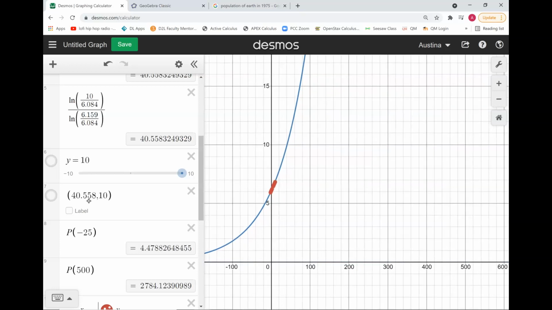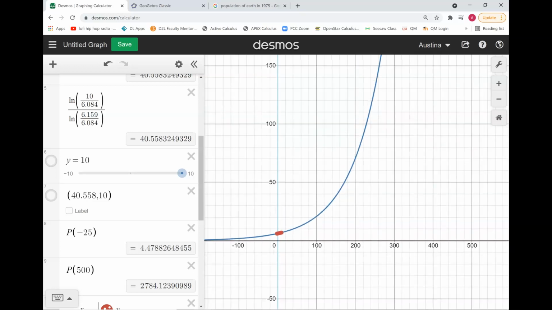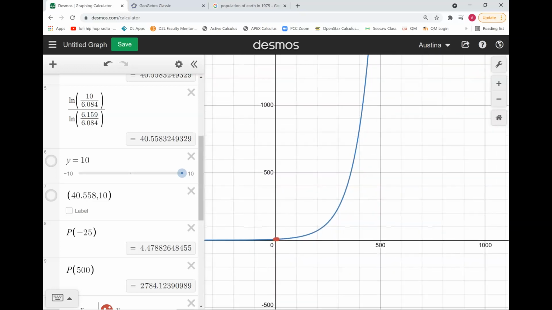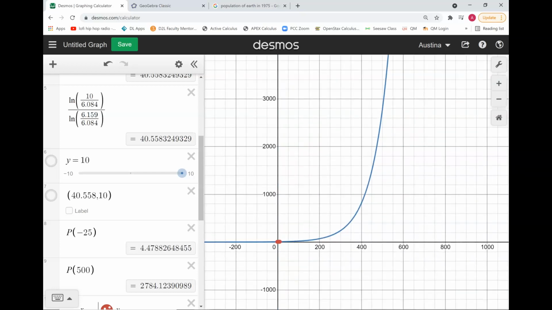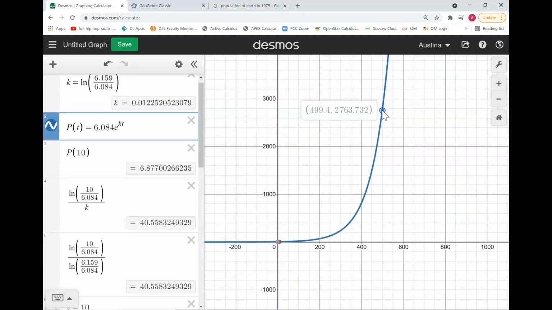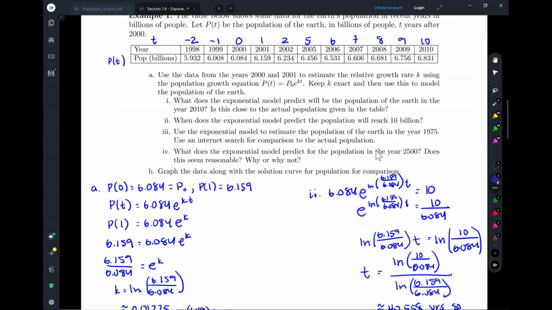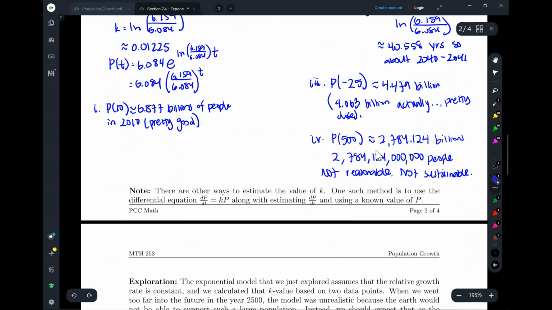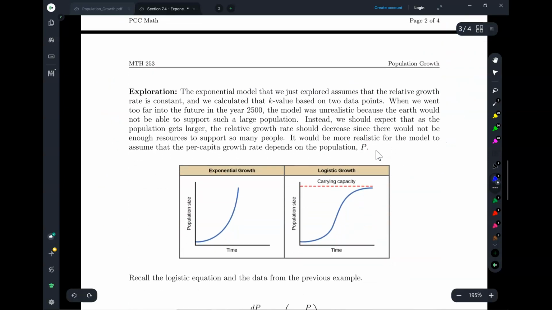So here's 500. This is the year 2500 over here. So you can see that the population is quite large. I'm going to keep going until I can actually see it within the screen here. So there it is, right? It was like 2,700 something, in the year 2,500, roughly right there. So you can see how quickly this exponential model grows, which might not be realistic in certain situations. This is one of those situations where it's not the most realistic as you continue on through time. So let's take a closer look at another model.